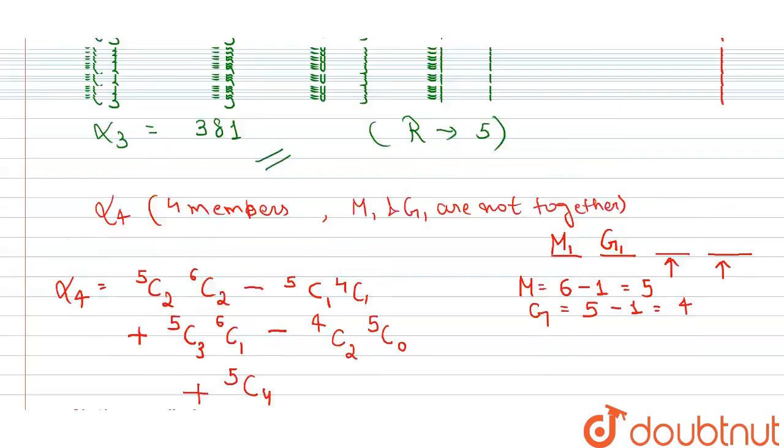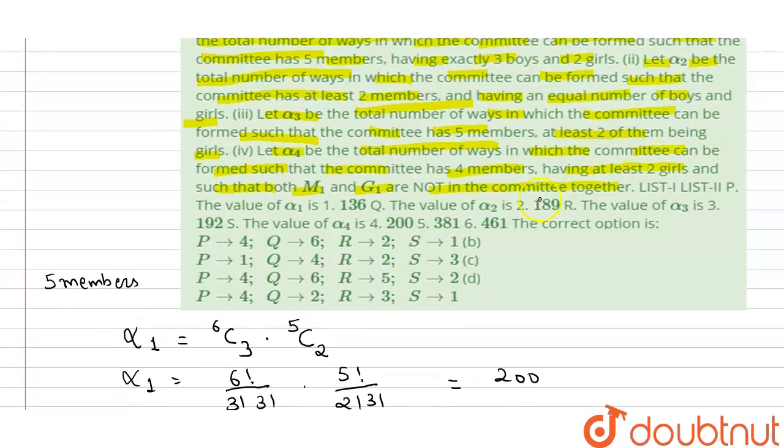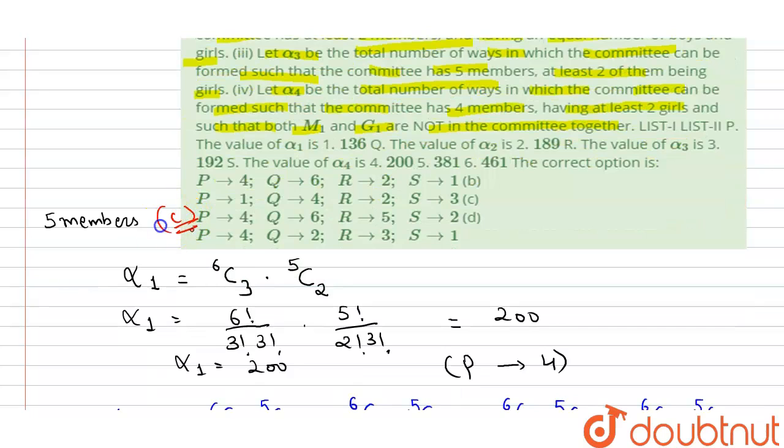It means 189 is second. So this is the correct answer: P4, Q6, R5 and S2. So this is our correct answer.